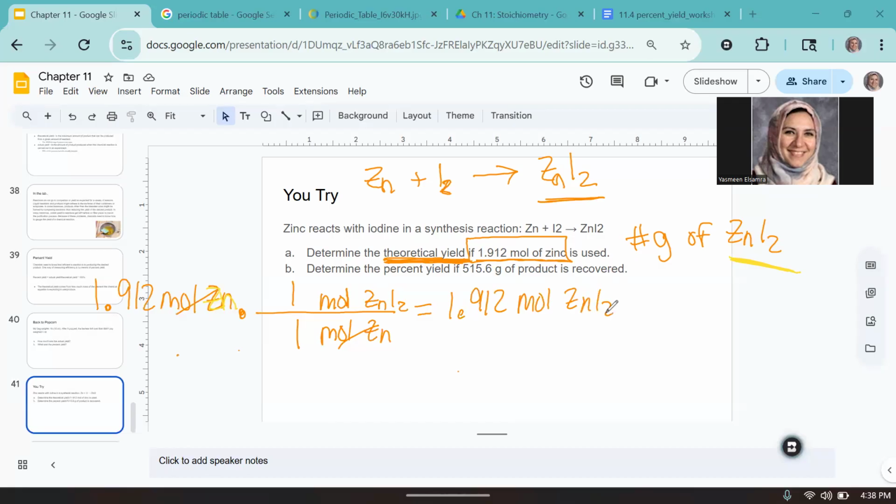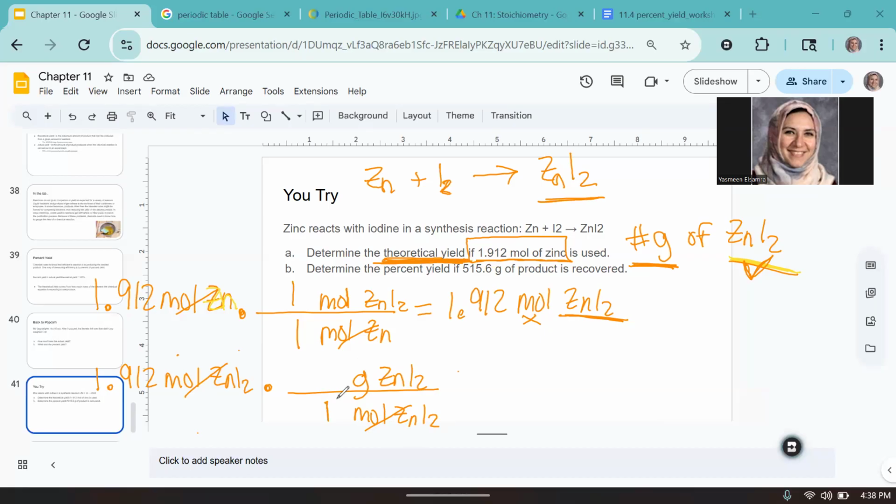Beautiful. Okay, now the question is asking me theoretical yield. Theoretical yield is number of grams of zinc iodide. Okay, I got zinc iodide, but I need it in grams. So I need to change this from moles to grams. So I need to bring this down one more time. And I'm canceling this. This part is automatic. Whatever you have here, you're trying to cancel out. And I need to change it to grams. So I can put grams of zinc iodide here. Grams over moles is molar mass.